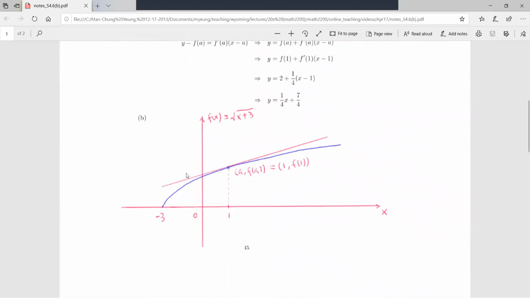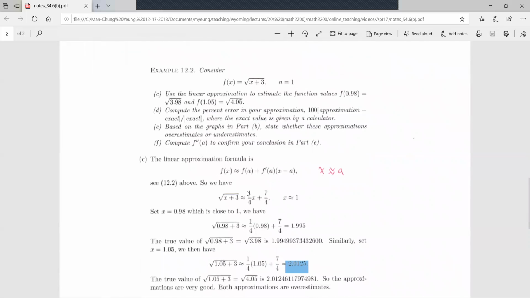This blue curve is the graph of the function. At the point 1, the graph is concave down, so the second derivative is less than 0 at 1. Because the graph is concave down at 1, the tangent line at 1 lies above it. So if we use the tangent line to estimate the graph, the estimate is an overestimate. This is confirmed in part E.